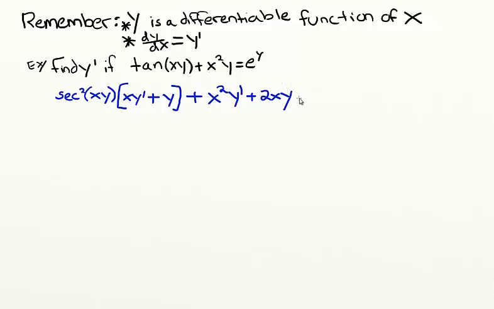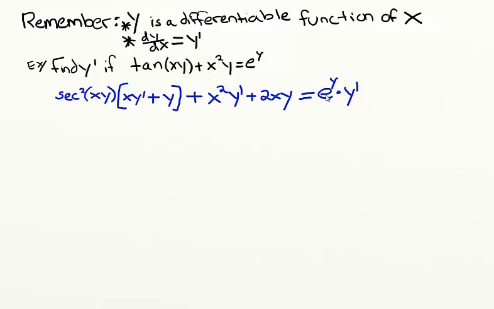Now we're going to go on to the other side. So that's equal to the derivative of e to the y with respect to x. We're first going to take the derivative of e to some power. So that's going to be e to the y. But y is a differentiable function of x. So the derivative of e to the y is not e to the y. Rather, we're going to use the chain rule and multiply this by the derivative of y, which is y prime. Okay, that's the derivative of y with respect to x.